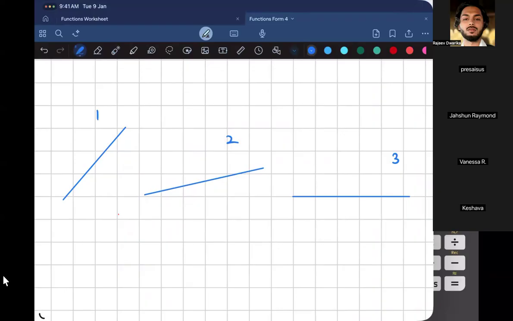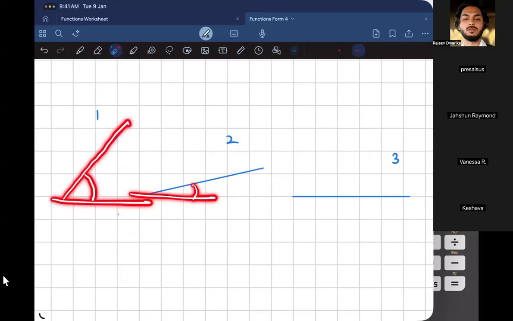So you can think of steepness as the angle between the horizontal line and the line in question. So if we're looking at it like that, wouldn't this angle be bigger than this angle? Yeah or no? Yes, sir. And this angle would practically be 0. It would be 0.